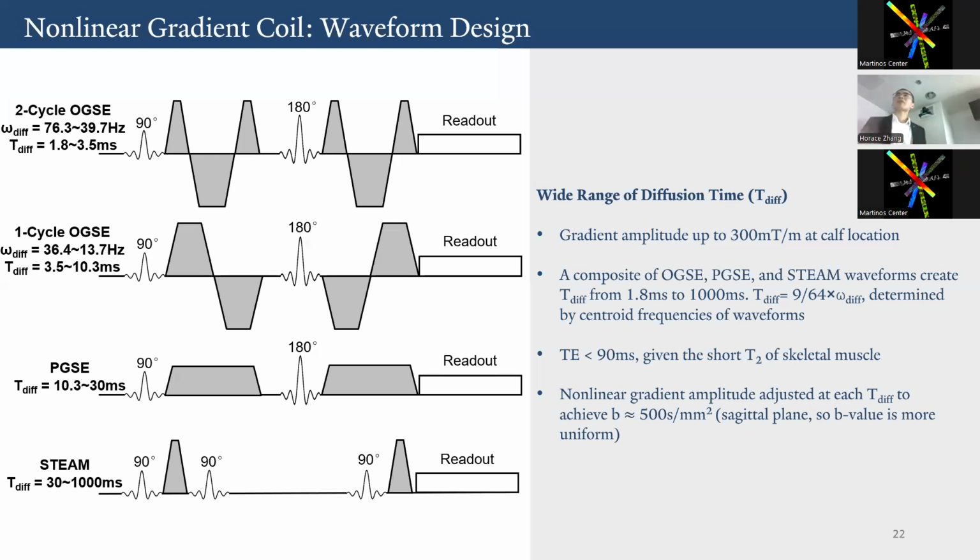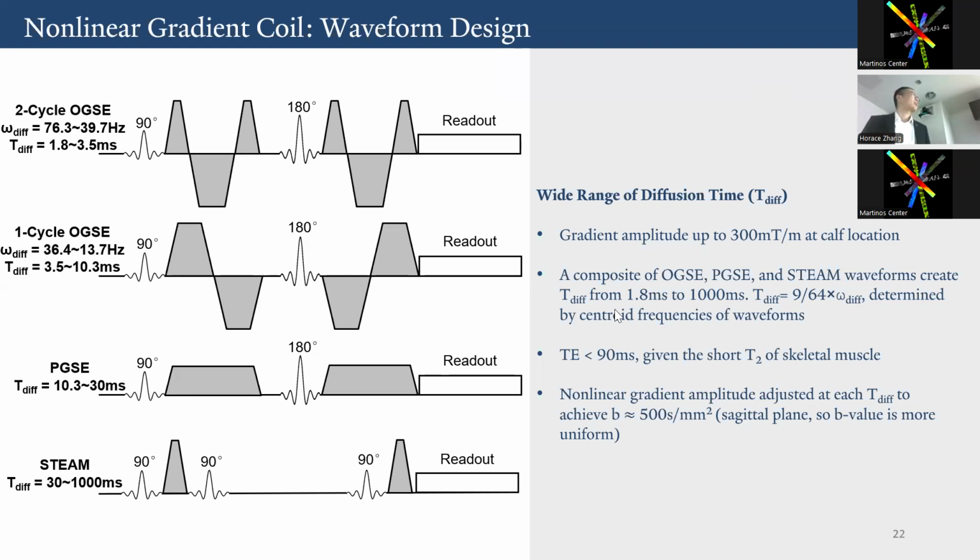And we have designed a series of waveforms to cover a wide range of diffusion time, from 2-cycle OGSE, which is up to 76 Hertz or 1.8 milliseconds, to 1-cycle OGSE, PGSE, all the way up to STIM, which is up to 1000 milliseconds. But I want to note that because of the short T2 of skeletal muscle, TE has to be kept low. So we make the TE under 90 milliseconds.